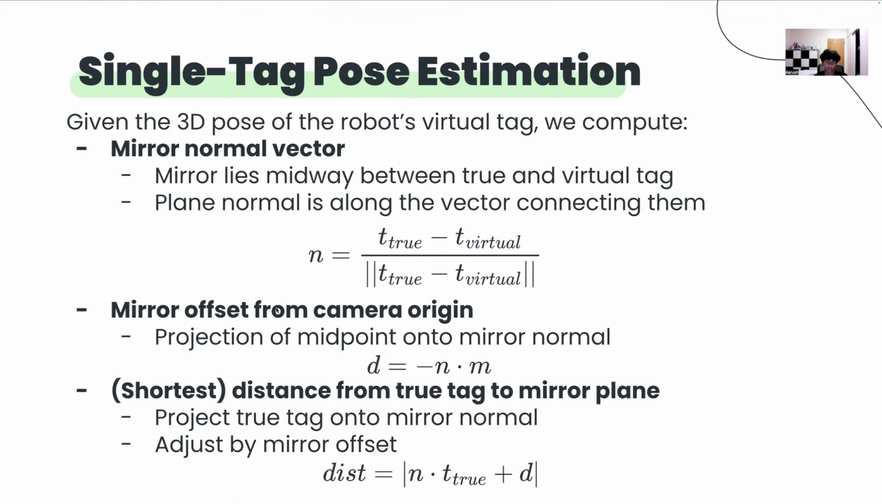Next, here's the mirror offset from the camera origin. You can use a formula, the projection of the midpoint onto the mirror normal: d is equal to negative n·m. This is more math used to find the single tag pose estimation, and that's to find the shortest distance from the true tag to the mirror plane. We project the true tag onto the mirror normal and we adjust it by the mirror offset as shown here.